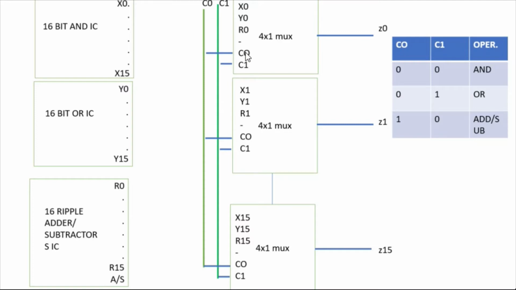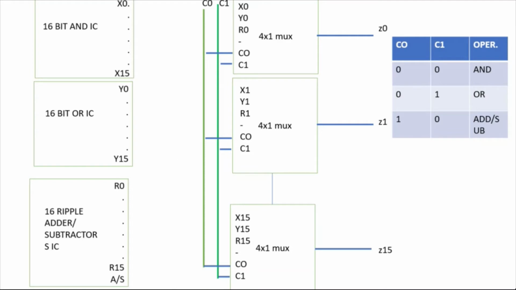C0 is connected to C0 of each mux, and C1 is connected to C1 of each mux. So that when C0 and C1 are 0, 0, the X input will be expressed at the output, and when C0, C1 is 0, 1, this output will have Y0, and when C0, C1 is 1, 0, this output Z0 will have R0. And the fourth input is left blank. You can take the fourth input and connect it directly to 0, fix it to 0 like this. So all the muxes are connected to the select lines C0, C1 like this.